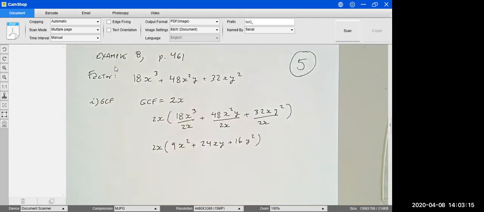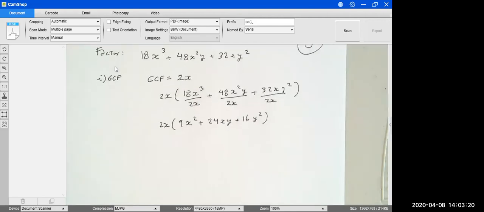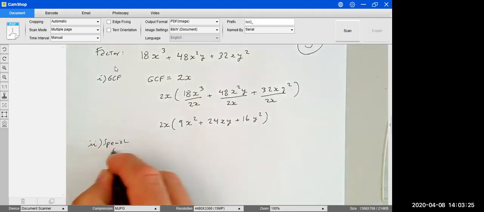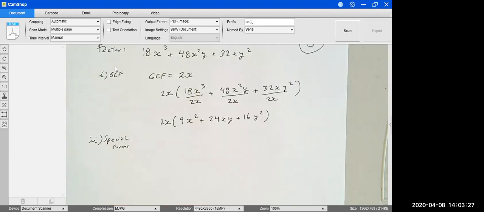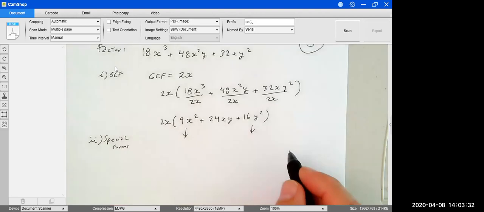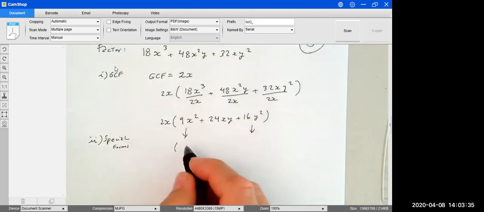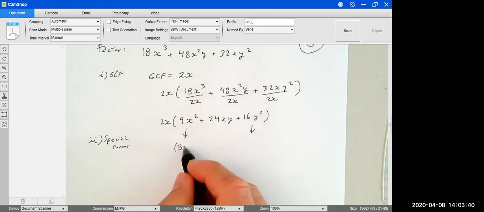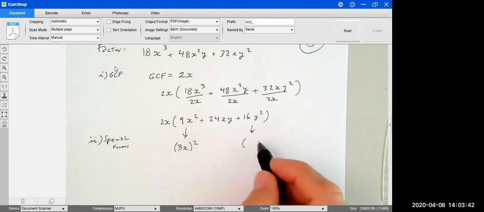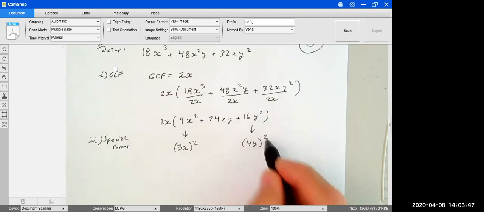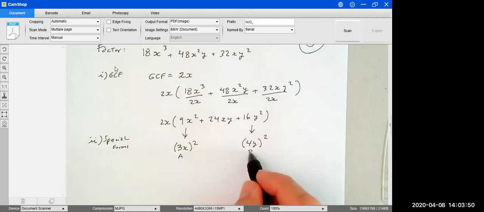So this trinomial, we're going to check now special forms. So we check first whether this is a perfect square, and the last term is also a perfect square. Let's check. Can we rewrite this as a perfect square? And we can write this as 3x squared. What about the last term? We can write it as 4y squared.